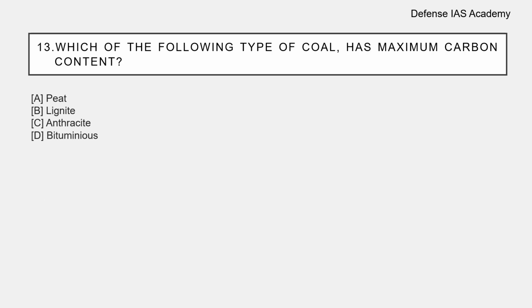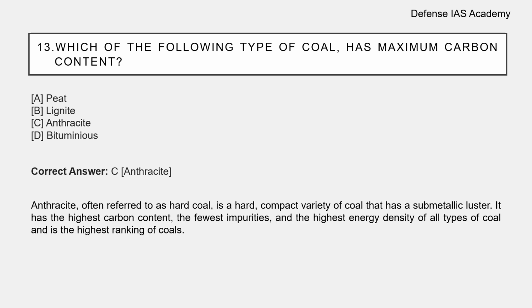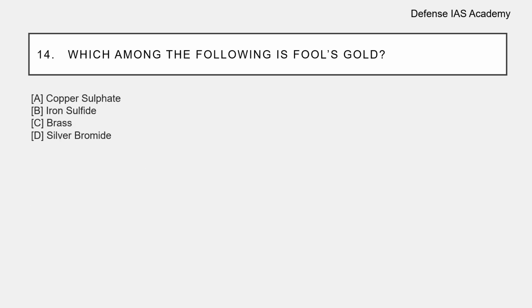Question number 13. Which of the following type of coal has maximum carbon content? The options are option A peat, option B lignite, option C anthracite, option D bituminous. The correct answer is option C anthracite. Anthracite, often referred to as hard coal, is a compact variety of coal that has a submetallic luster. It has the highest carbon content, fewest impurities and highest energy density of all types of coal. It is the highest ranking of coals.